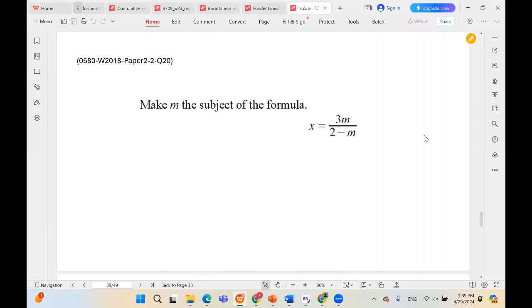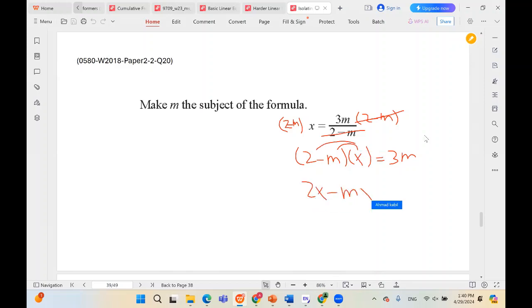Same idea here as well. We want to get rid of the denominator. So we multiply both sides by the denominator. These will cancel out. So we have 2 minus m times x equals 3m. And then we can distribute the x over both terms. We have 2x minus mx equals 3m.